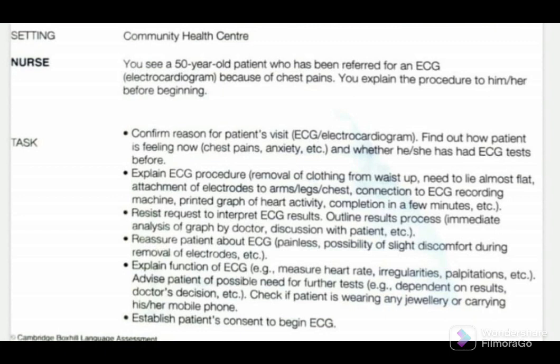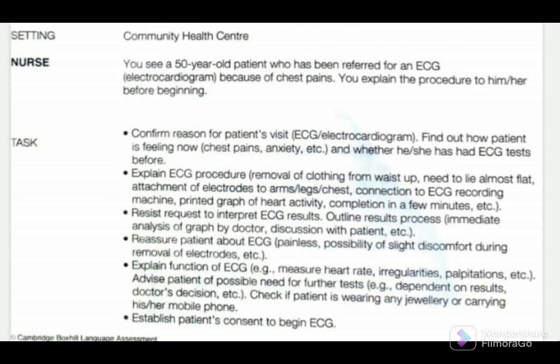For example, in this role play card, you can see that the first task itself they have given is confirm reason for patient's visit. In brackets they have given ECG or electrocardiogram. Then find out how the patient is feeling now and whether he or she has had an ECG test before. So in such a scenario, how can we start the introduction? Before going further, we can see the settings.